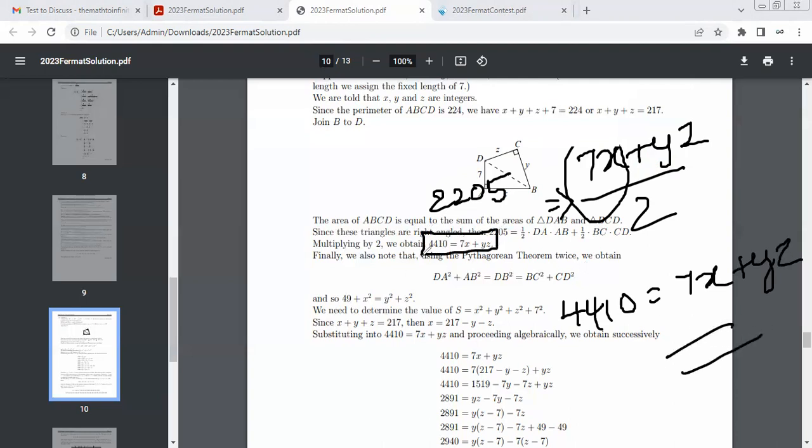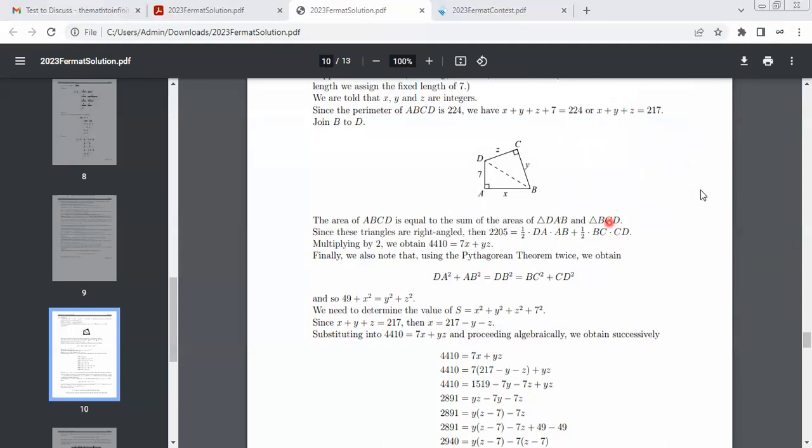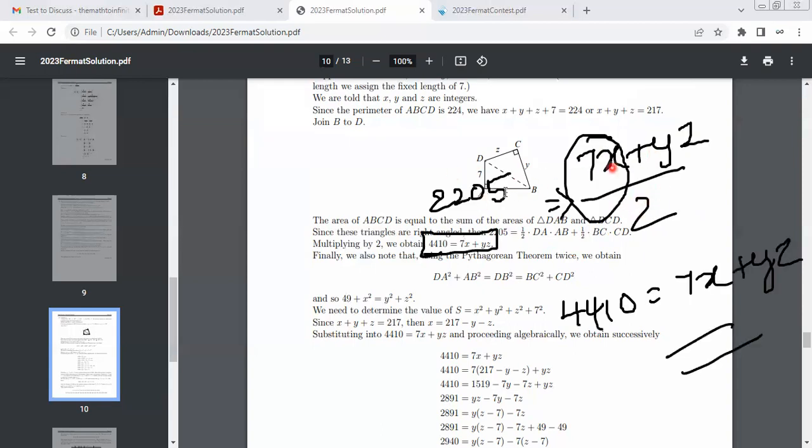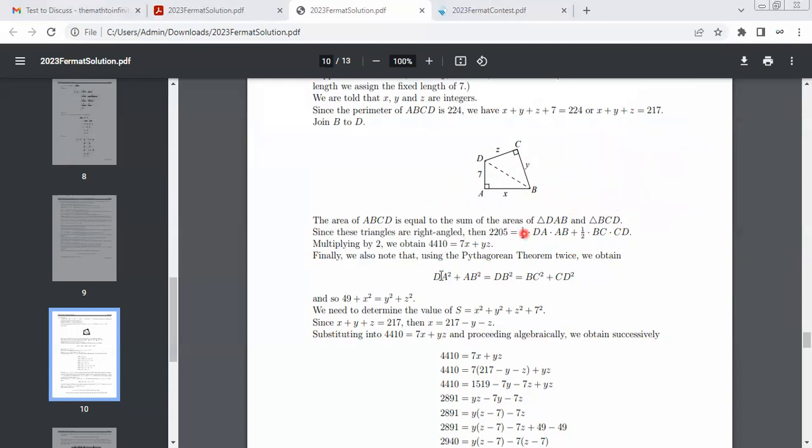So you'll be able to obtain. Yes, Shana? Because you doubled it with the 2. Yes, just for cancelling the denominator 2, I just doubled both the sides. All right. So now we are going to determine x, y, z.